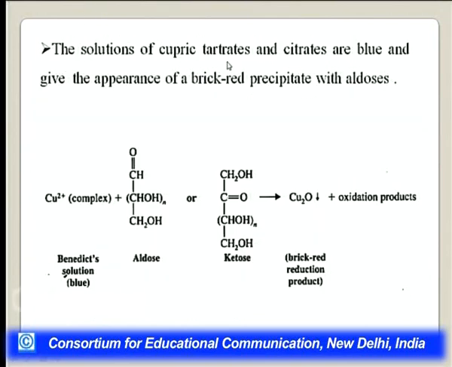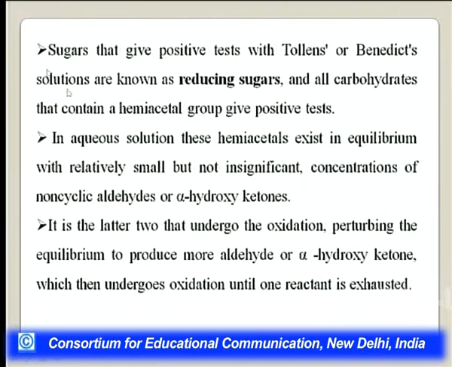The solutions of cupric tartrates and citrates are blue and give the appearance of a brick red precipitate with aldoses. Here you can see this is the Benedict solution, which is blue in color. When it oxidizes an aldose, you will get what? A precipitate of copper oxide and other oxidation products, right? It can also react with ketoses, and the reaction will be the same. And how can you analyze whether the reaction took place or not? You will have a brick red reduction product.